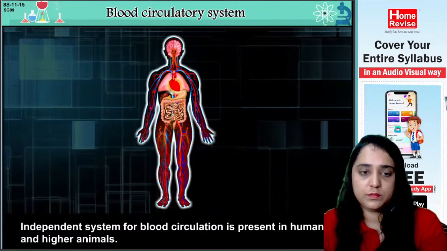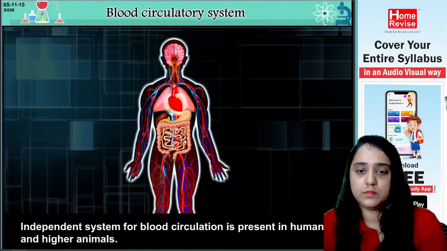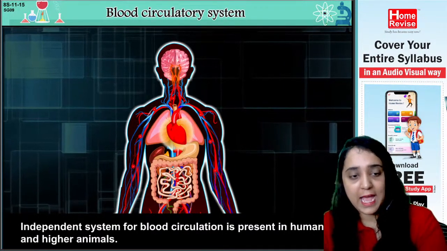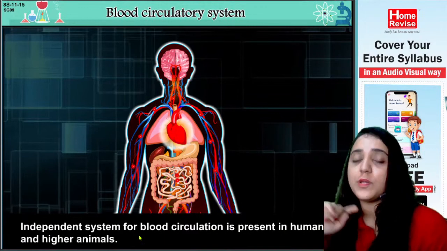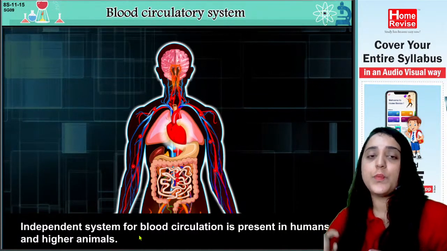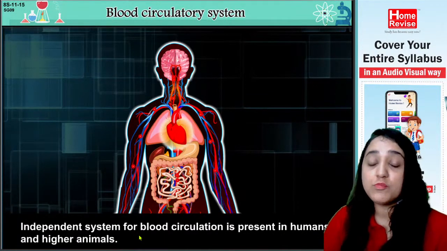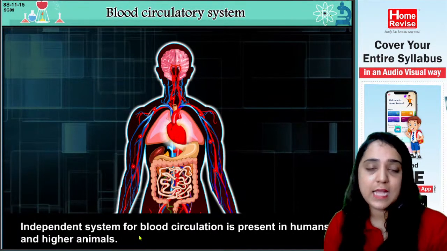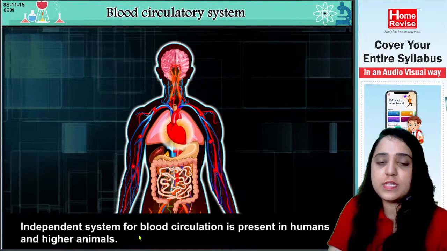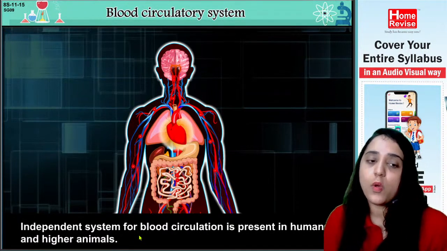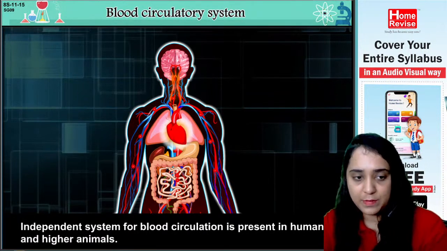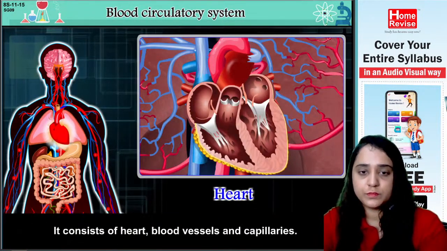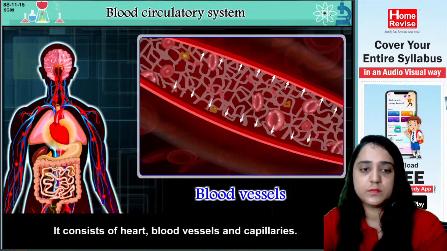An independent system for blood circulation is present in humans and higher animals. So we have an independent system just for circulation of the blood, and this kind of independent circulatory system is present in humans and also in the higher animals. Now let's see further. It consists of heart, blood vessels, and capillaries.